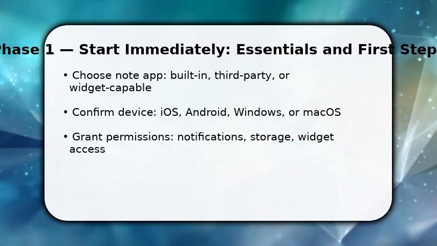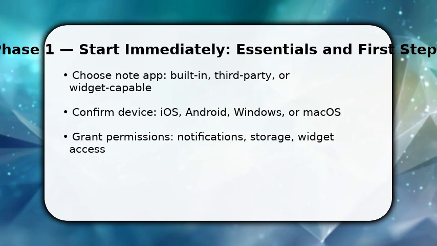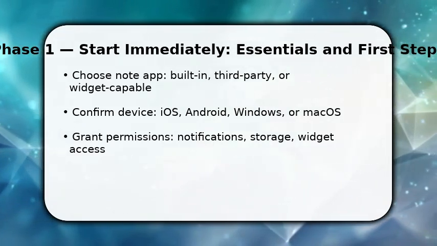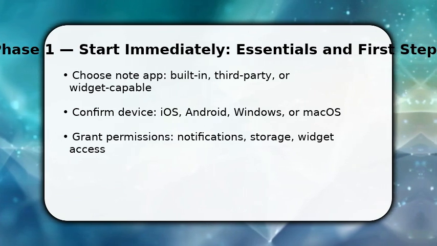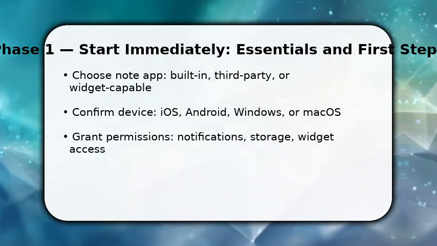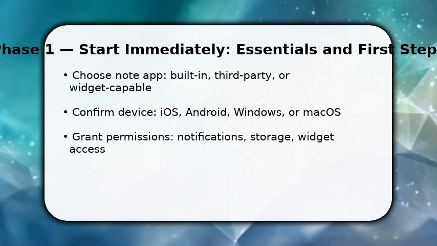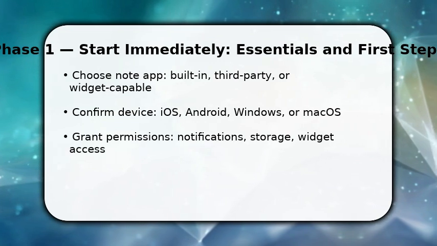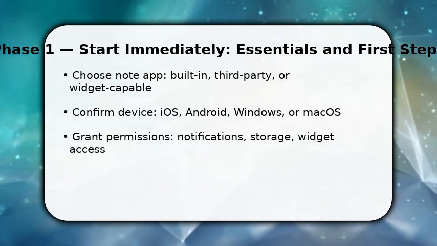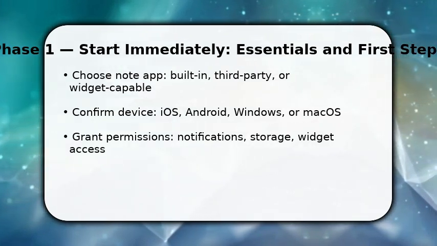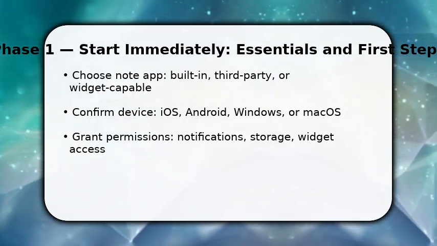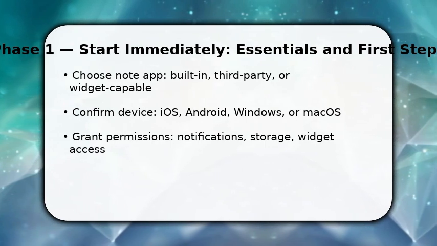Enjoy the video. You begin by picking the app that matches your workflow. Choose a simple Notes app or one with widget support so you get quick glance access. Once chosen, make sure your device platform, iOS, Android, Windows, or Mac OS, supports home screen shortcuts or widgets. This matters because widgets behave differently across systems. Then grant the app necessary permissions for storage and notifications, because without them shortcuts may be limited.